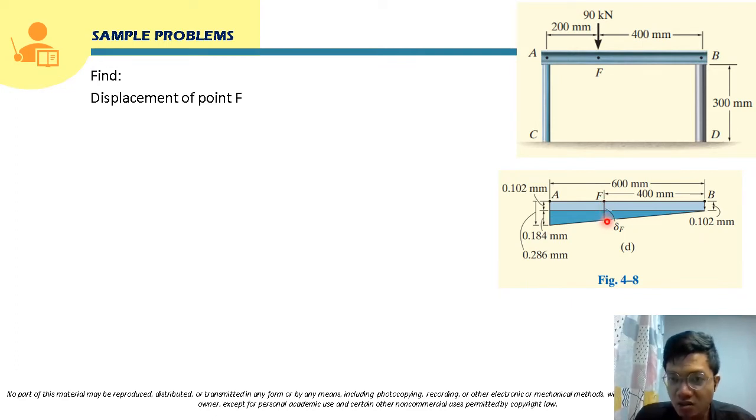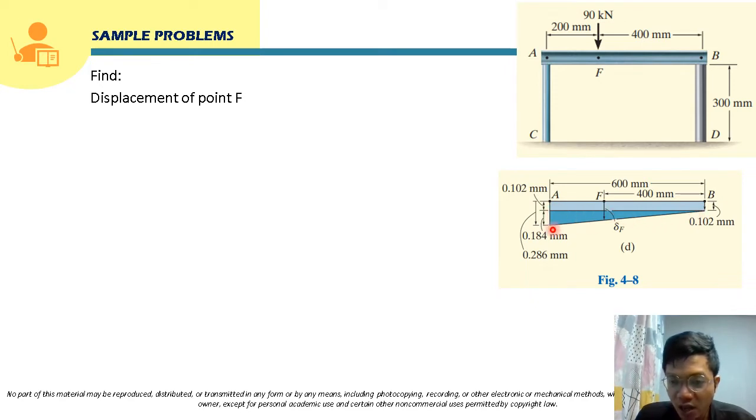So we are going to compute this displacement from this generated geometry, from the displacement that will occur in this beam AB. From here, we can see that we have a trapezoid. This height is 0.10231, and if we project that, this is also 0.10231 millimeter. So we will have a triangle here.